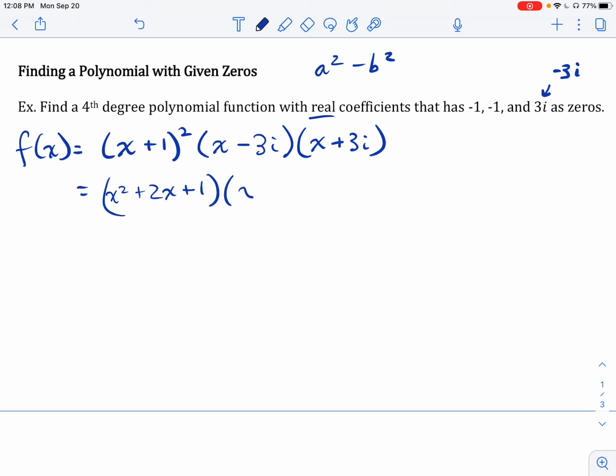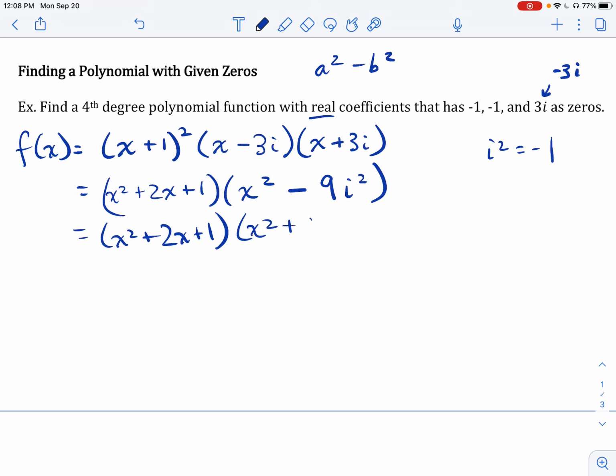So x squared minus, so now I'm going to subtract. Now what is my b? My b is 3i, so this is going to be 9i squared. Now, just to clean this up a little bit, we know that i squared is equal to negative 1. So that means this is x squared minus negative 9, or x squared plus 9.